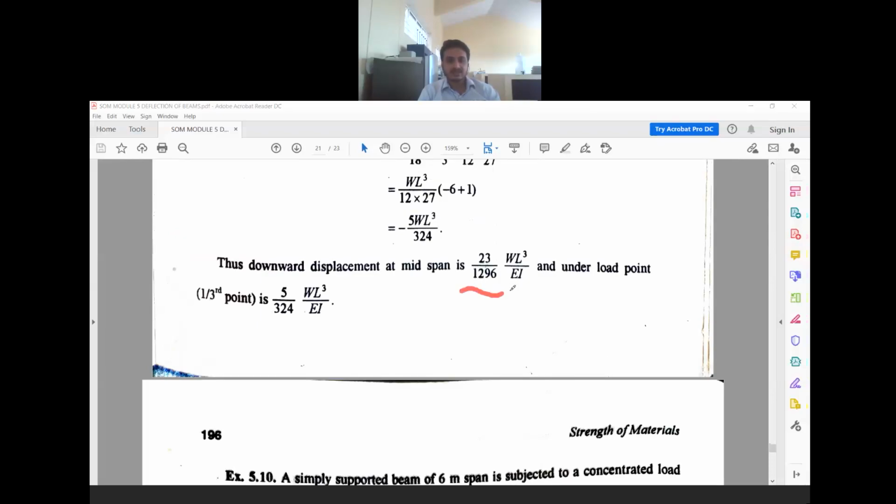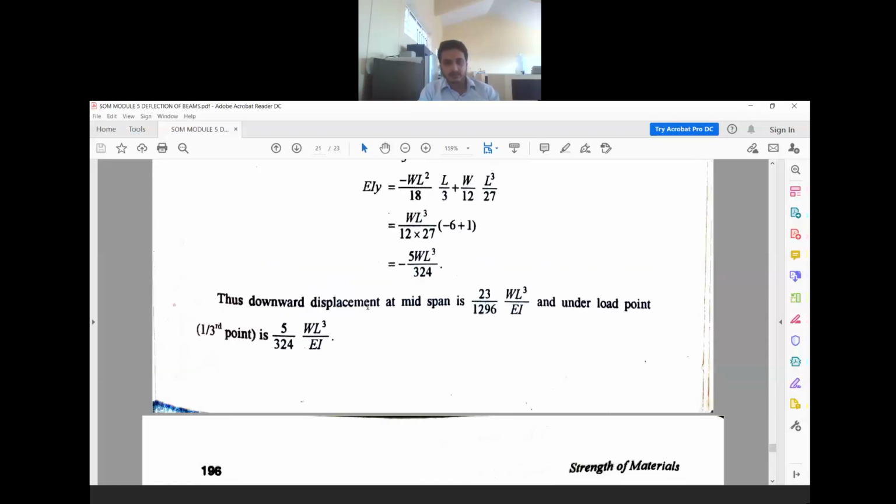So this is how we have to solve for deflection using Maclaurin's method. Okay. So this is how. Hope you are understanding.